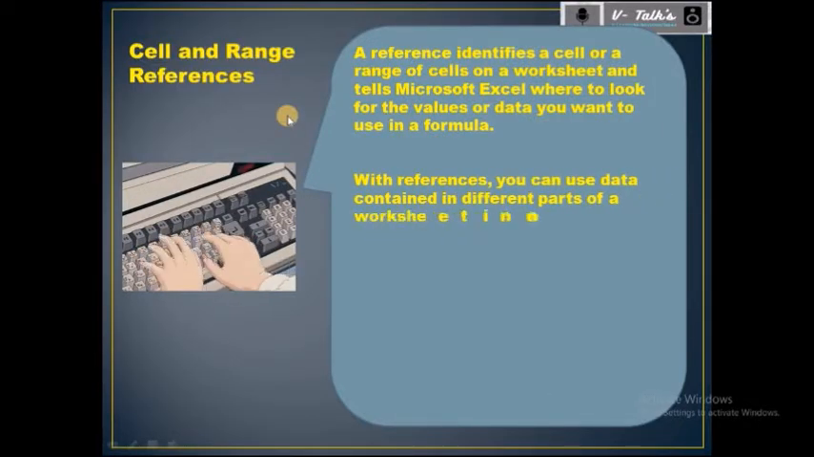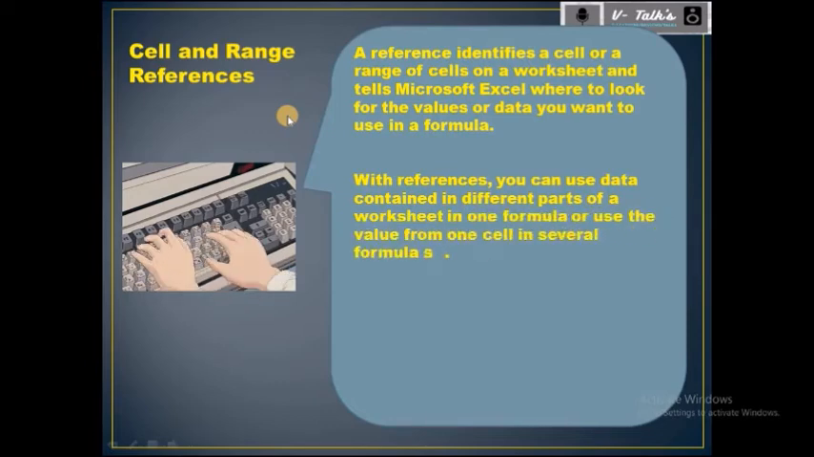With references, you can use data contained in different parts of a worksheet in one formula, or use values from one cell in several formulas. So if you want to use the values in a cell in a worksheet, you can use the reference of the data-containing cell. That is, if some data is in cell B1, it can be used in any other formula, in any other worksheet also, or in several formulas. We'll go with the example, then you will understand more.